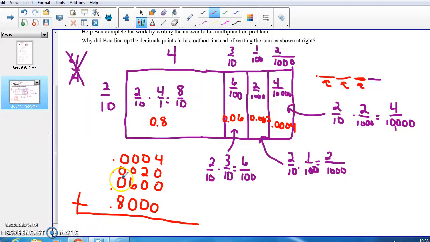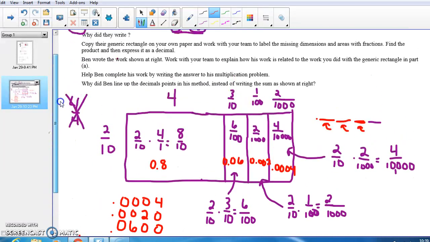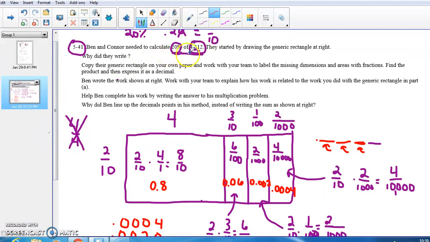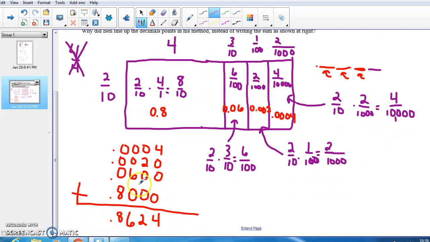that I have lined up all my decimals, and now the only thing I have to do is add those up. So in my 10,000ths column, I have a 4. In my thousandths column, I have a 2. In my hundredths column, I have a 6. And in my tenths column, I have an 8. So here is the answer as a decimal. So I know, going back to the original problem, 20% of 4 and 312 thousandths would be this answer right here, which is 8,624 10,000ths. That is a mouthful.